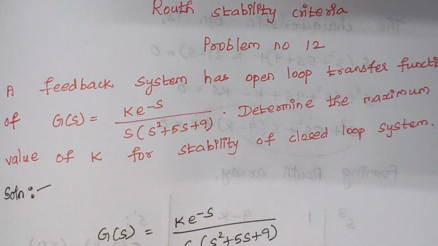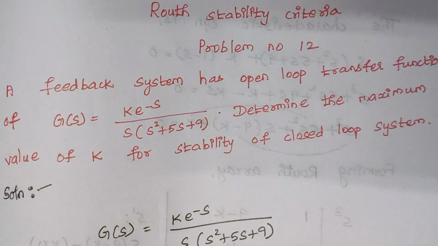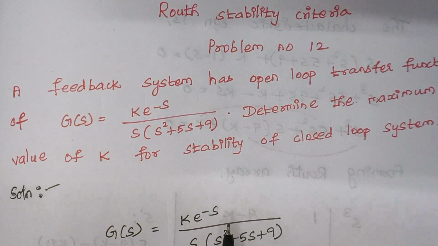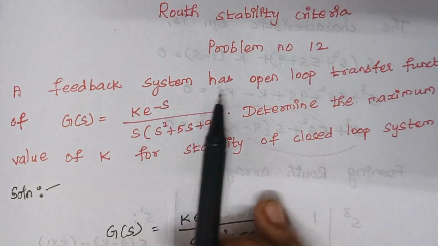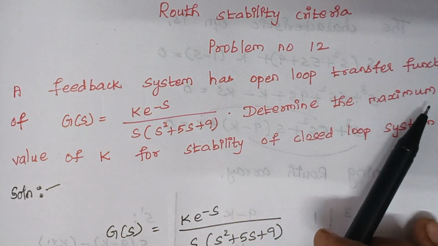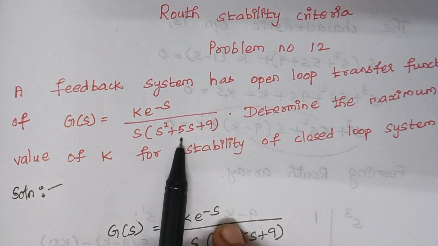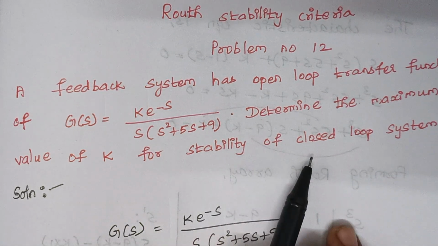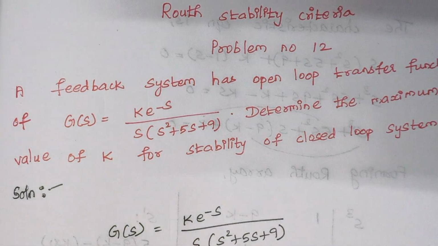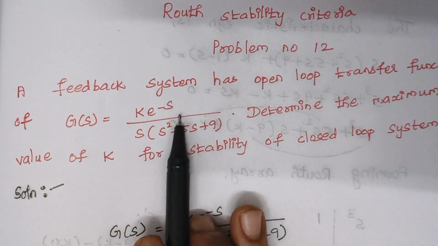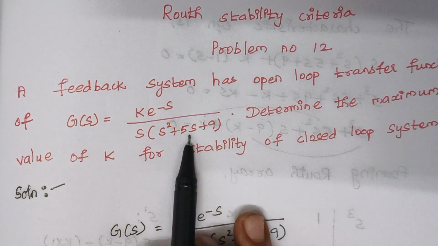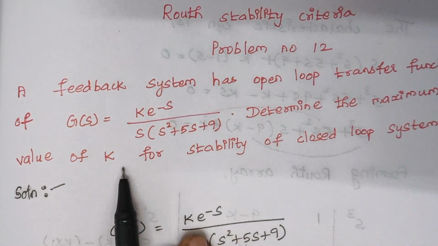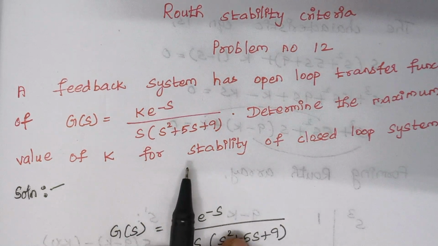Today we are going to see problem number 12 under the category Routh stability criteria. The problem is: a feedback system has an open loop transfer function which is given by this expression. Determine the maximum value of k for stability of a closed loop system. Here the open loop transfer function of a system is given and we are asked to find the value of k for which the system will be stable.